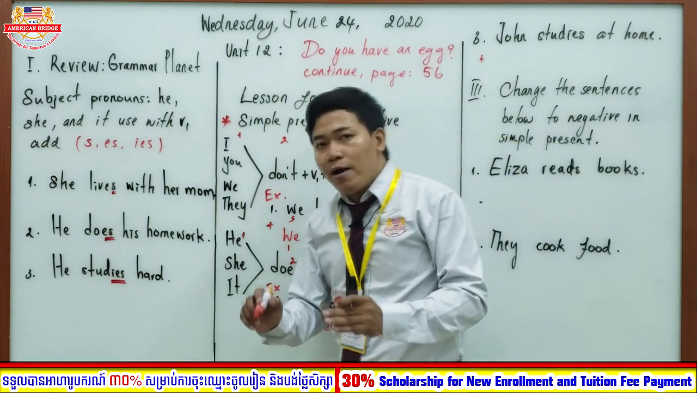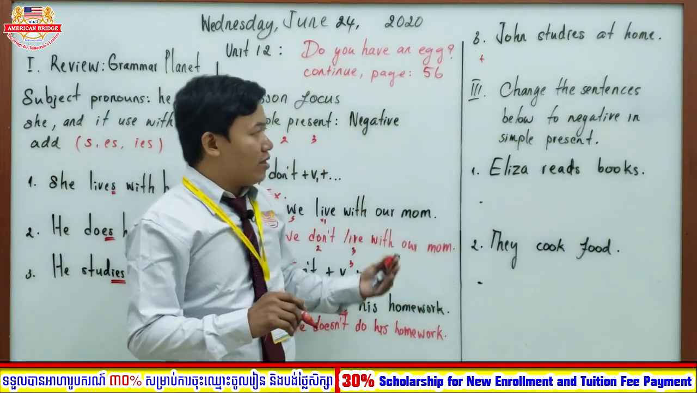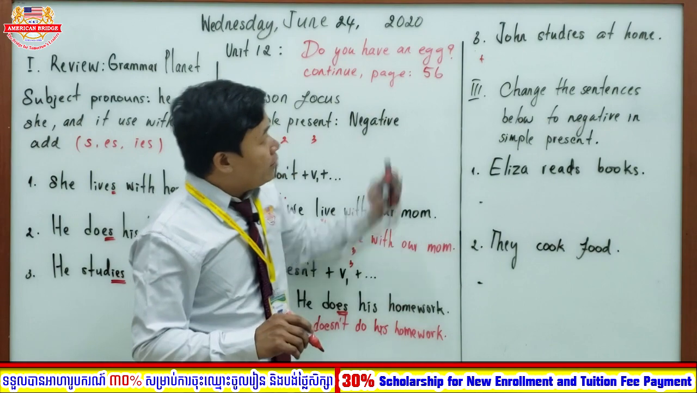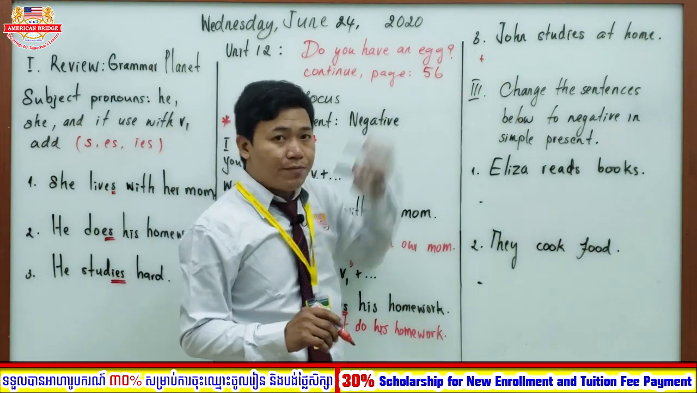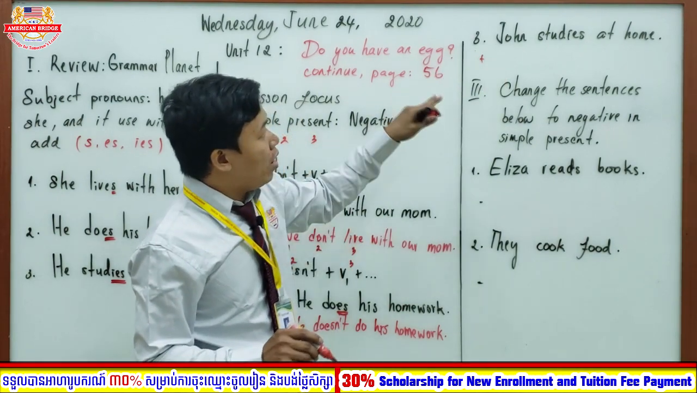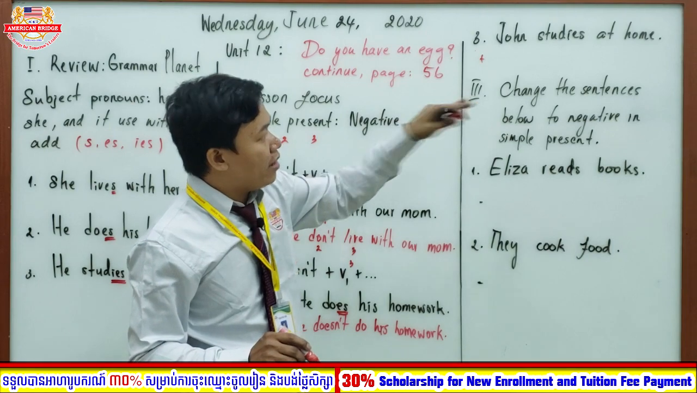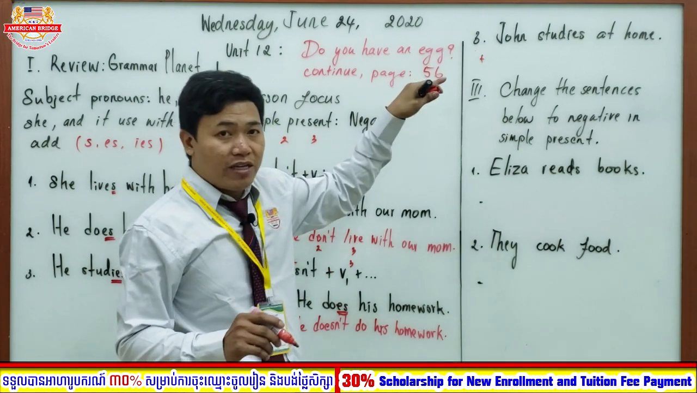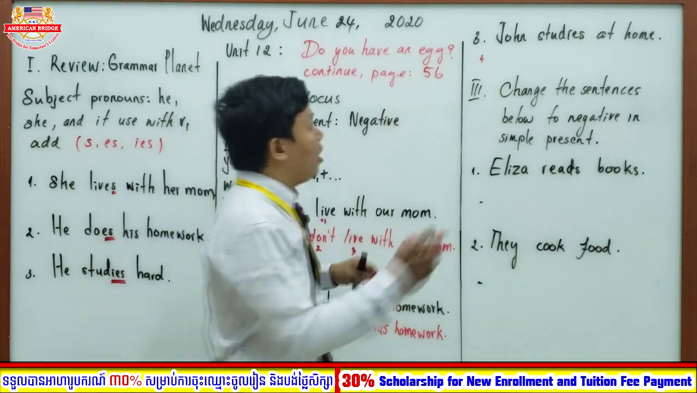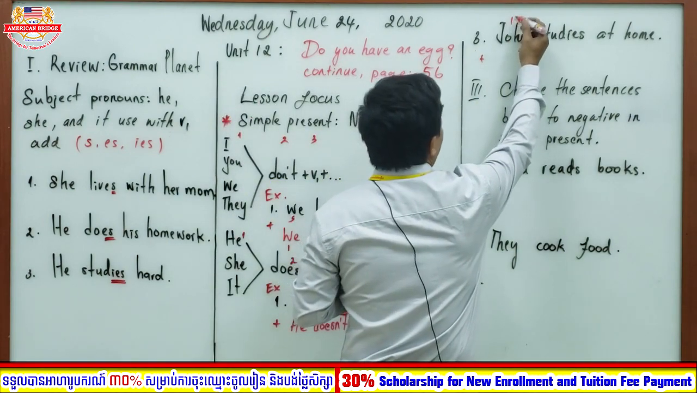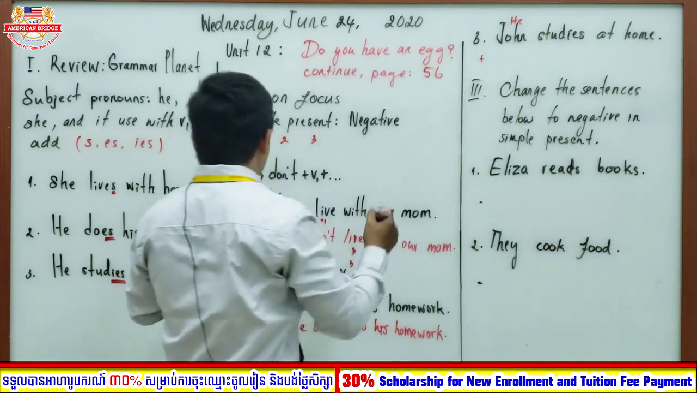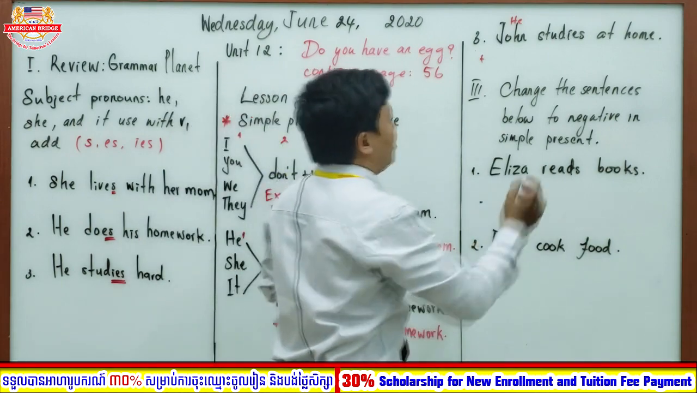Now after we have learned our lesson focus today, we have one more example. John studies at home. So this is the affirmative form, right? John is the subject, equal to he. John equals he, because this is male. And then study.